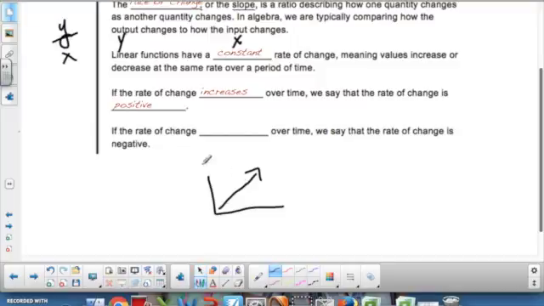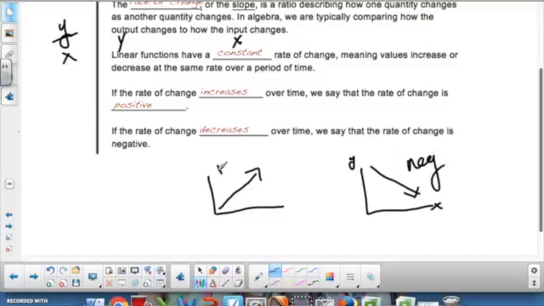If, however, the rate of change decreases over time, so if here's my x-axis and here's my y-axis, as my x gets bigger, my line is going down, so my y value is decreasing, that is a negative slope. So this is a positive rate of change or a positive slope. This is a negative rate of change or a negative slope.